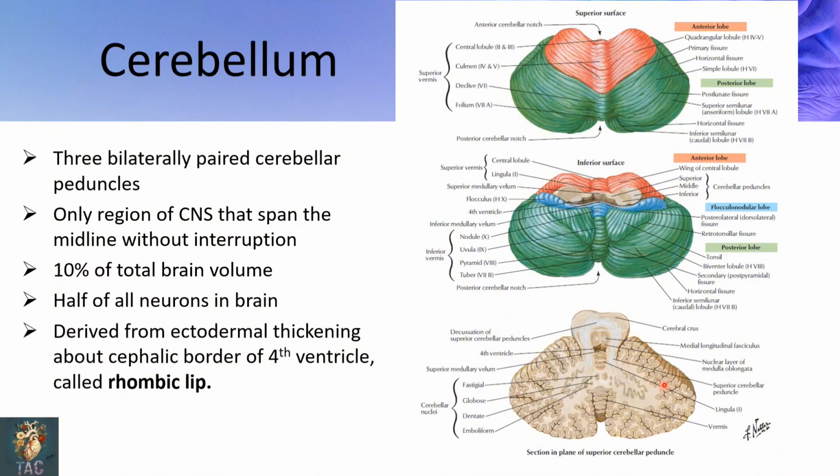The surface is deeply convoluted in the form of folia to accommodate the large number of neurons present in the cerebellum. It is embryologically derived from the ectodermal thickening about the cephalic border of the fourth ventricle, which area is called the rhombic lip. That is why it is also called the rhombencephalon.